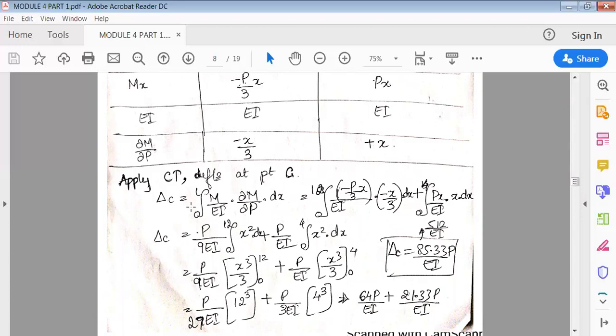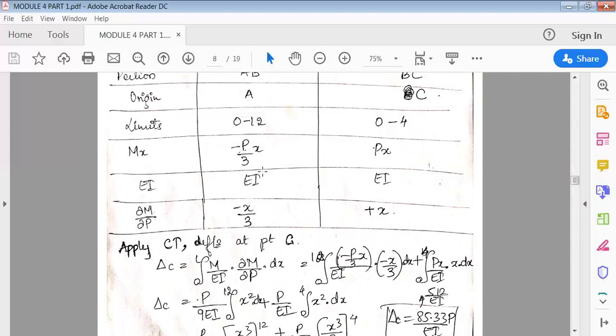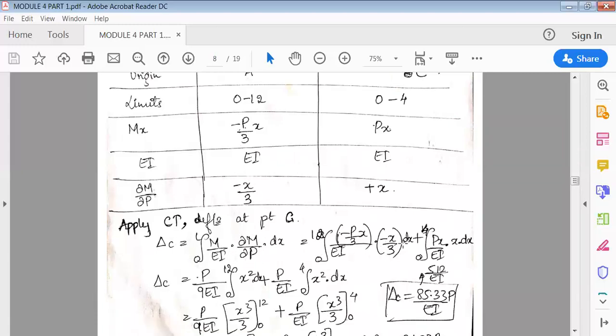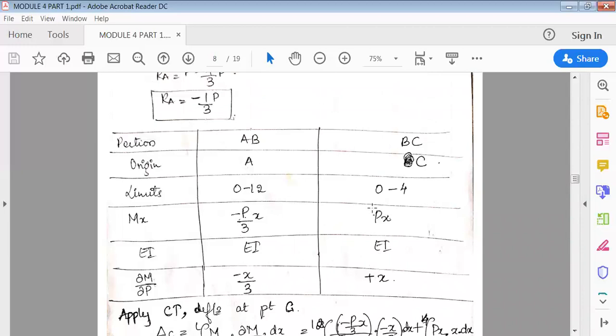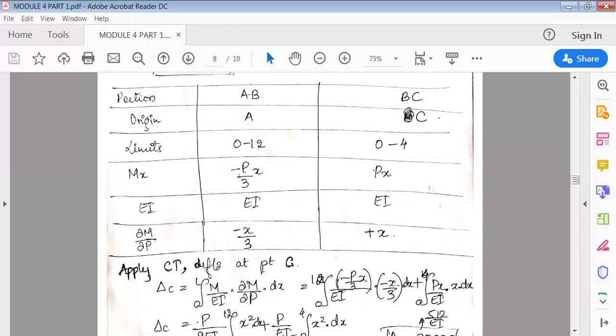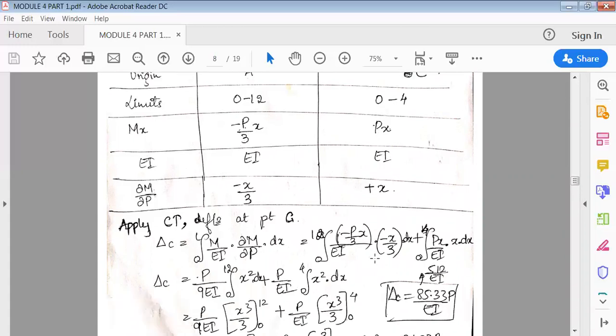So delta C is equal to the integral from 0 to L of M over EI into ∂M/∂p into dx. Because we've split this into two parts, we'll consider this as usual. So 0 to 12: instead of M, put the value of M here, minus p by 3 into x over EI, into ∂M/∂p, which is minus x by 3, into dx, plus the next part, the next equation, that is the next portion here, with limit 0 to 4. M is px over EI into only this, ∂M/∂p, that is x, into dx.